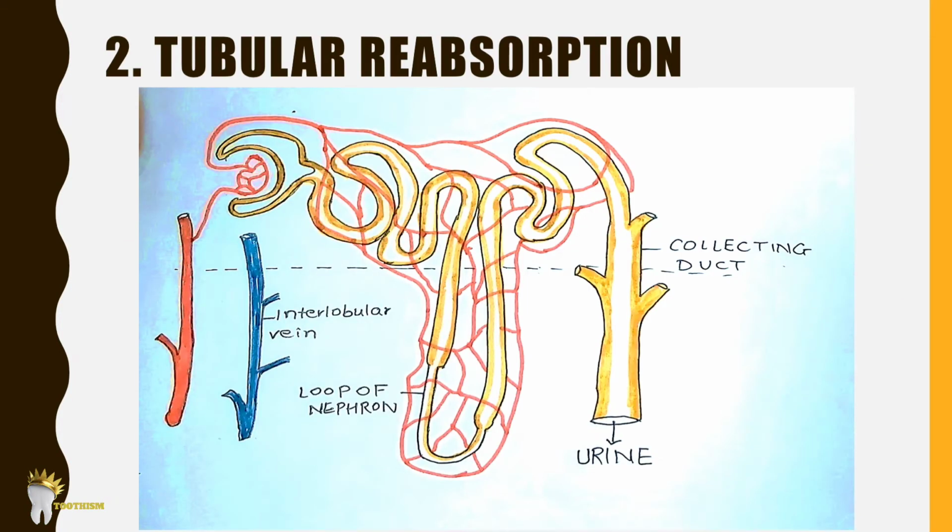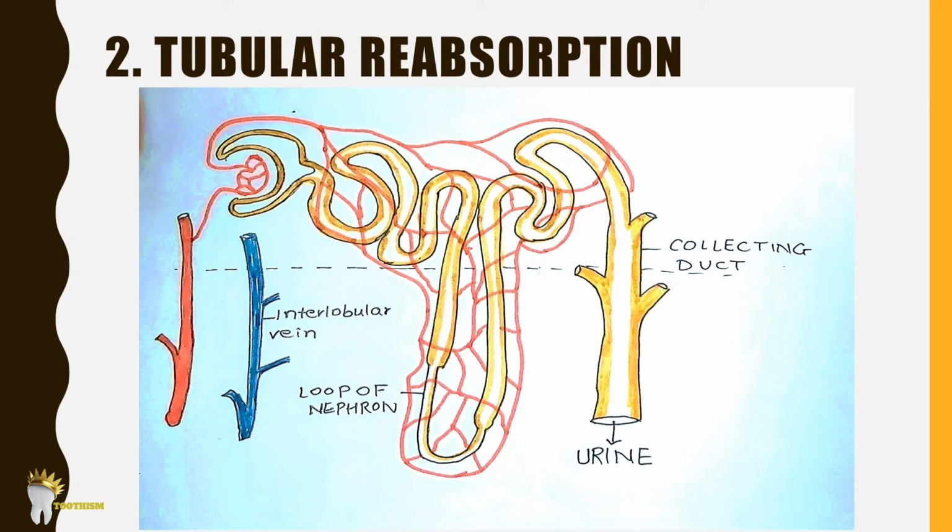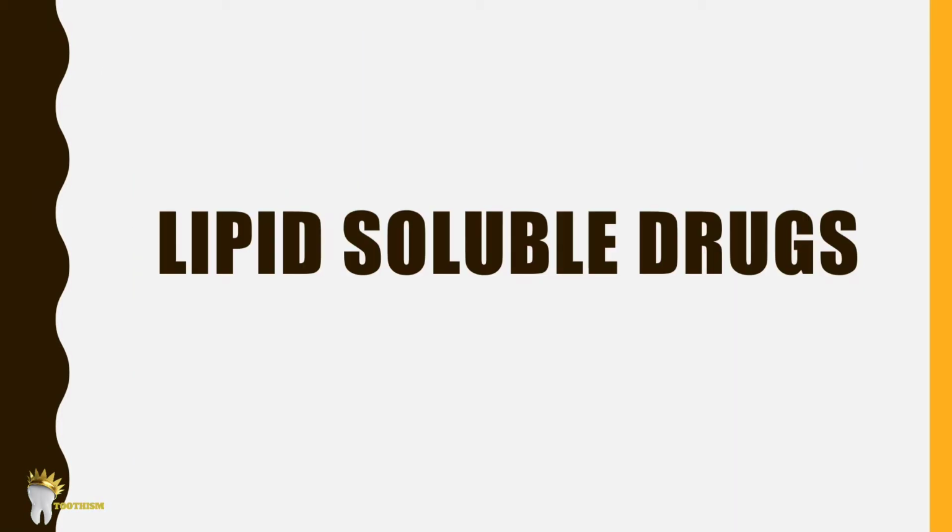Next, what happens is tubular reabsorption. 99% of whatever is filtered through the glomerulus gets reabsorbed. This occurs by passive diffusion. So which type of drug do you think will be able to back diffuse in the tubules? The answer is lipid soluble drugs.